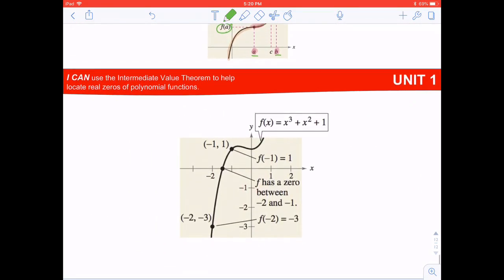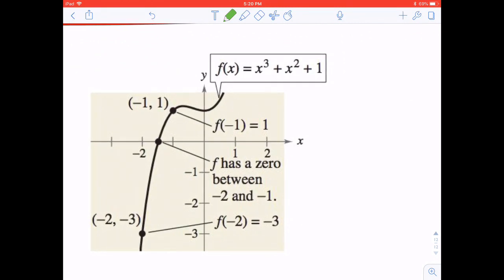So we can see here, this is our polynomial x cubed plus x squared plus 1. If our endpoints here are -2 and -1, we can see here that's the point that corresponds with -2. That is the point that corresponds with -1. Then the theorem says, because those y values are different, that we are going to have a y value in between each of those two y values.